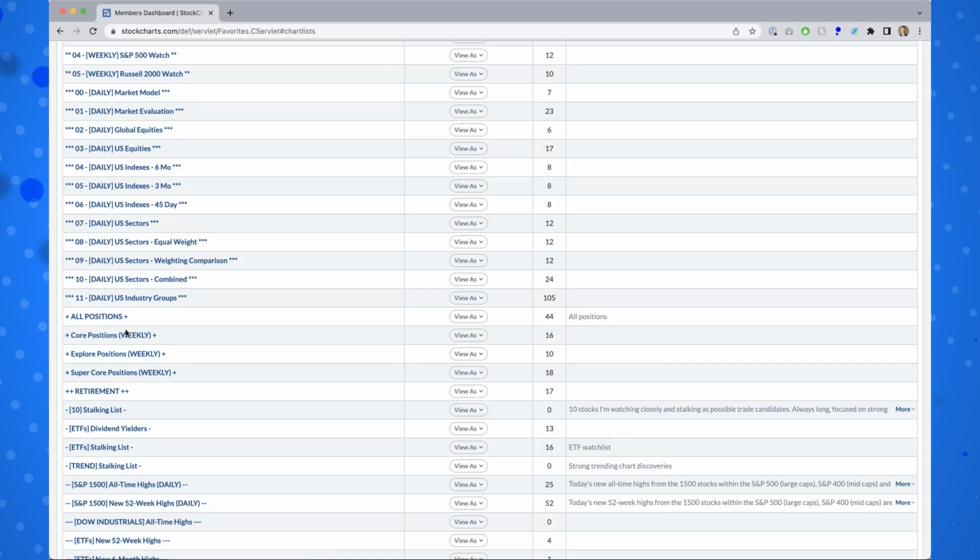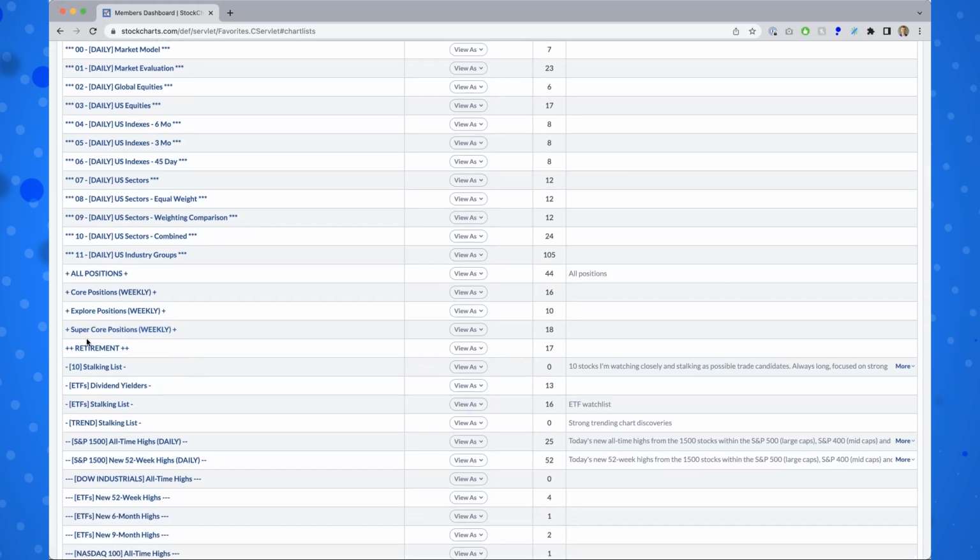I split my portfolio mentally into a couple of different buckets, what I call super core, core, and explore. If you've read my book, Tensile Trading, core and explore might be familiar to you. So I take those buckets from that all positions list, that bucket from my portfolio. I've also got weekly lists for that. A couple of retirement options in there for fun as well, 401k options. You can see that I use a double plus system for that.